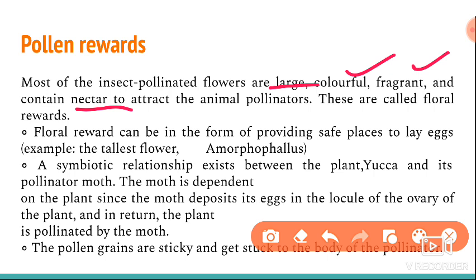Okay, these are all the important characters that attract the insects, because most of the angiosperms are mainly pollinated by animals. So they should have some attractive characters. They are large, colorful, fragrant, and contain nectar. These are all just to attract the animals or the pollinators.